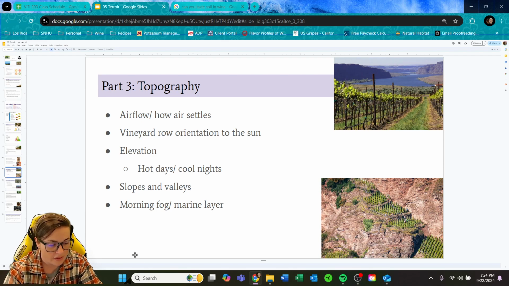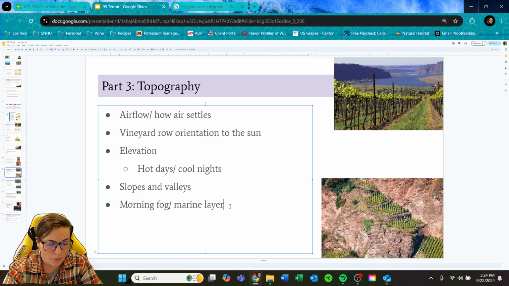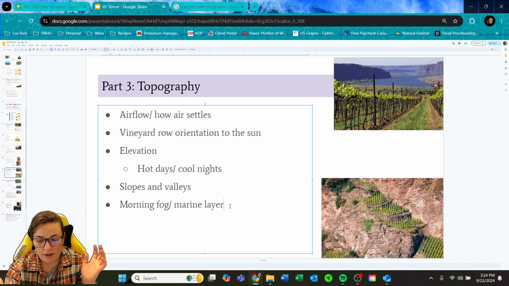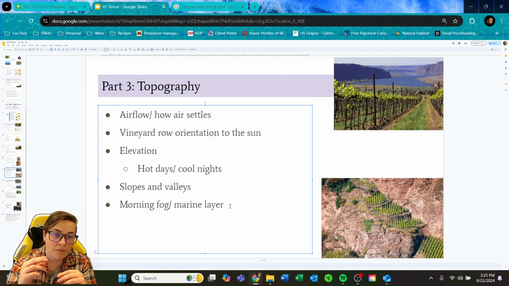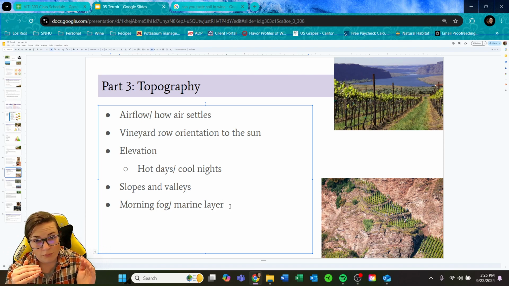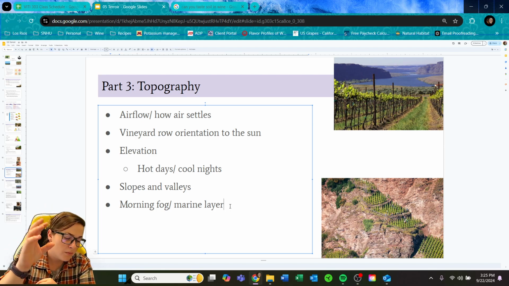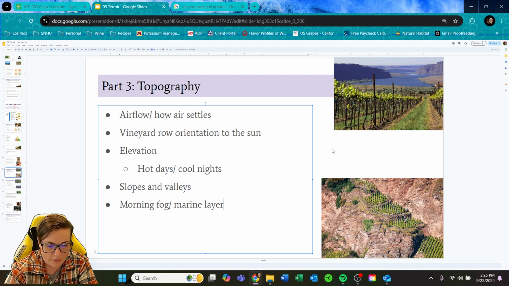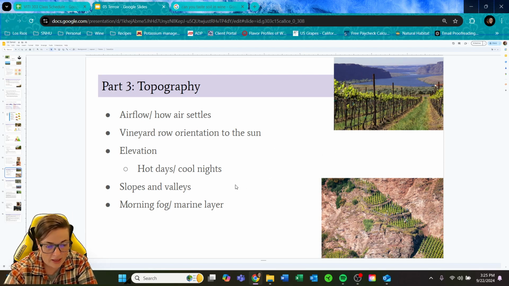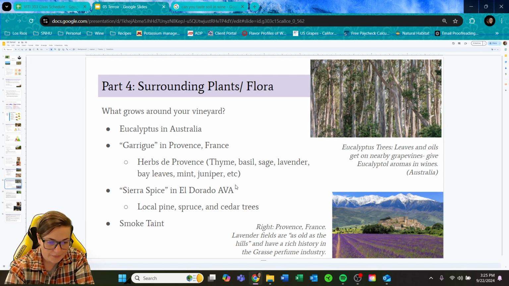So other things to think about too is the morning fog and marine layer. So cooler climates often have a marine layer that contribute to that. But then we have some areas in like the Santa Cruz Mountains where they'll plant vineyards above a certain elevation because the marine layer is below that. So those are parts of the mountain that stick above the marine layer, and they can pull that off well. So topography has a very, very large impact.